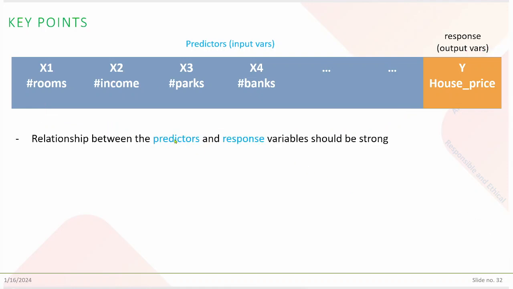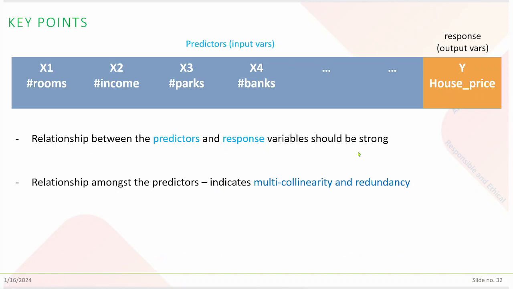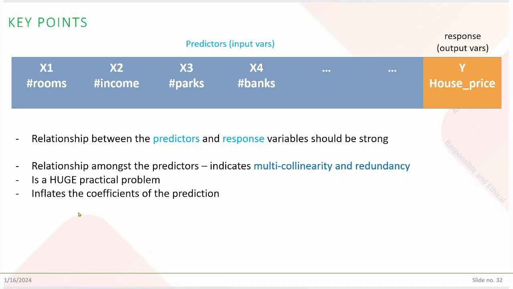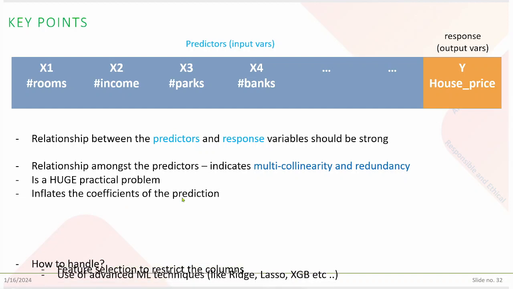So essentially, we want the relation between the predictors and the response variable to be strong. And the relation within the predictors is called multicollinearity or redundancy. And this is the real problem in most of the AI, machine learning, or deep learning applications. So it's a huge practical problem. Essentially, the presence of multicollinearity is going to inflate the coefficients of the predictor variables, so your predictions will not be stable.